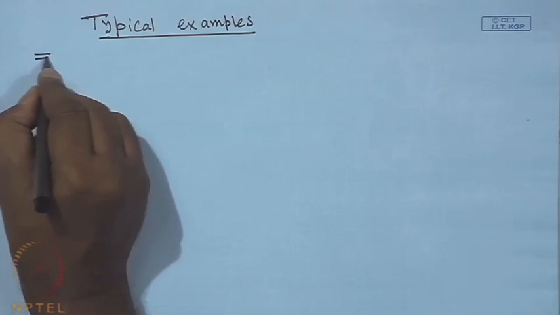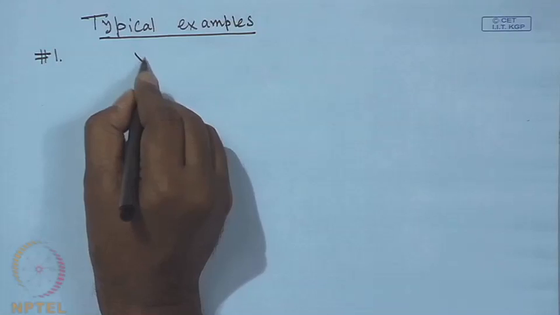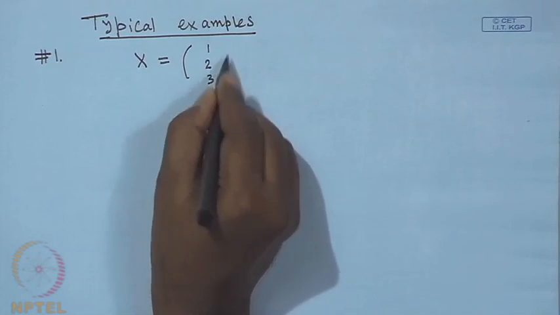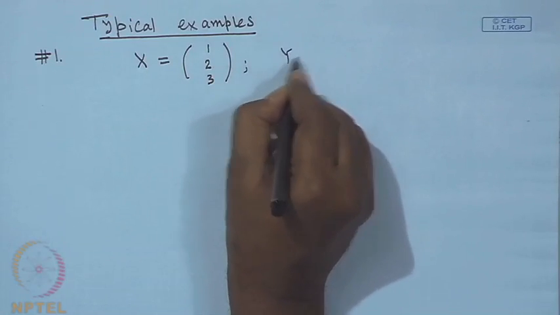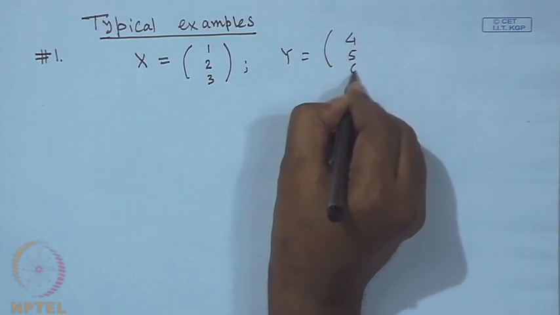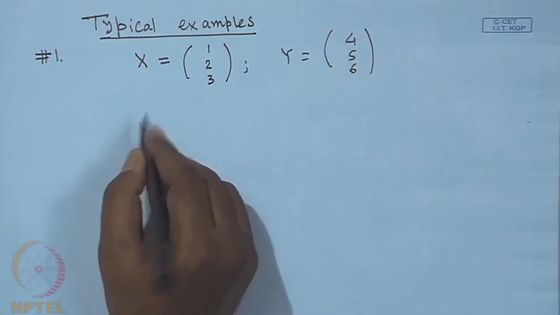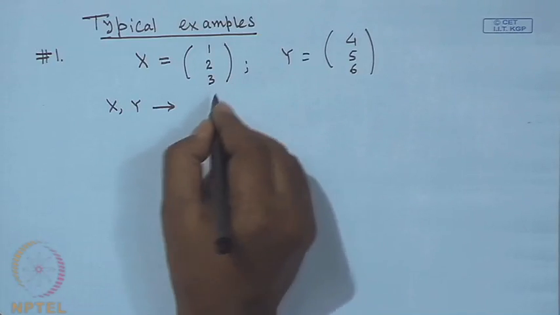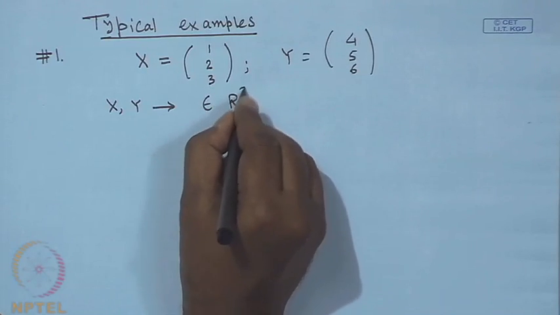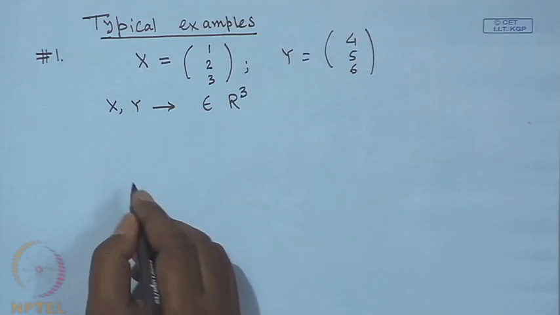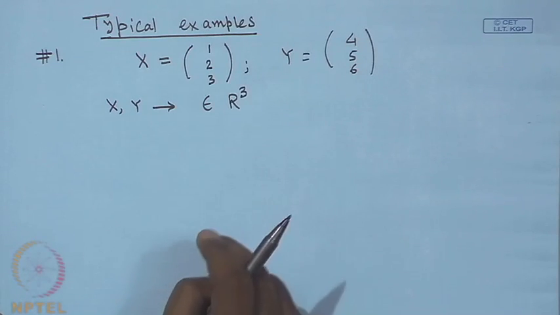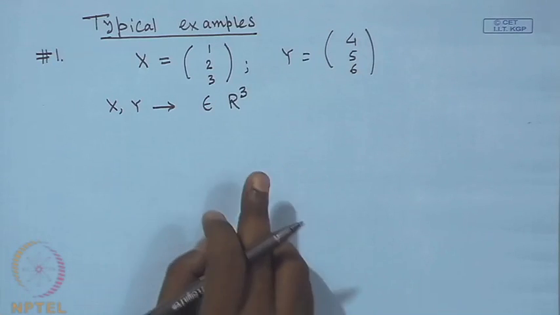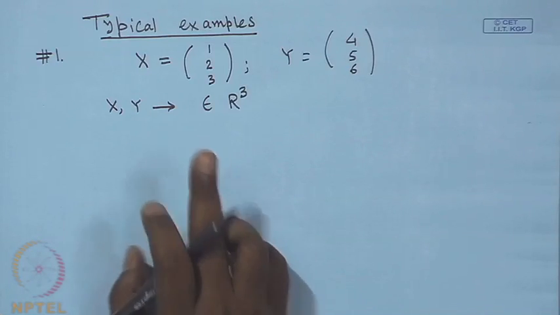The first example will be, let us consider a vector x as 1, 2, 3 and y as 4, 5, 6. So, basically x and y are vectors, each of which belongs to the 3-dimensional real space. We compute the metric between the vectors x and y, we compute the norm of x and the norm of y, and we would like to compute the inner product between x and y.